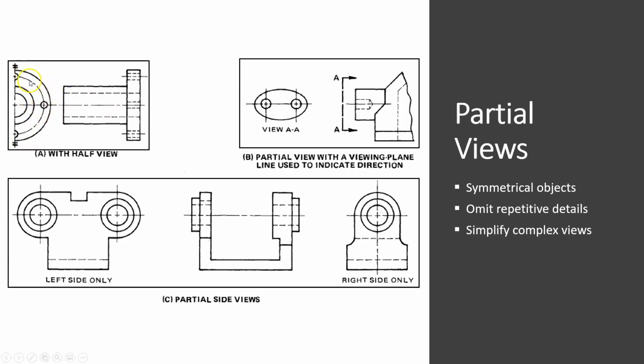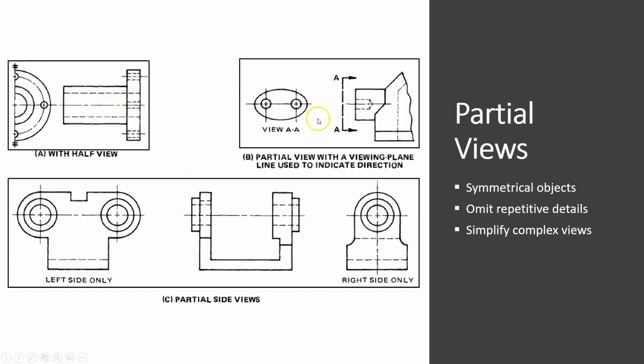Now, it is important to show the right side of the object here because we're showing the front view over here, okay? If we showed the left side of the object, then this view would not be correct, all right?